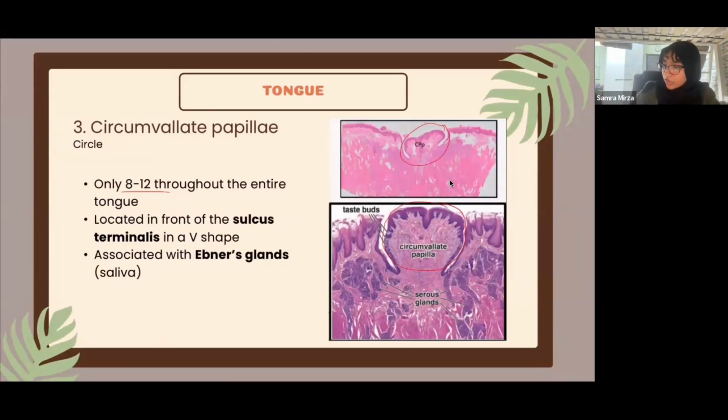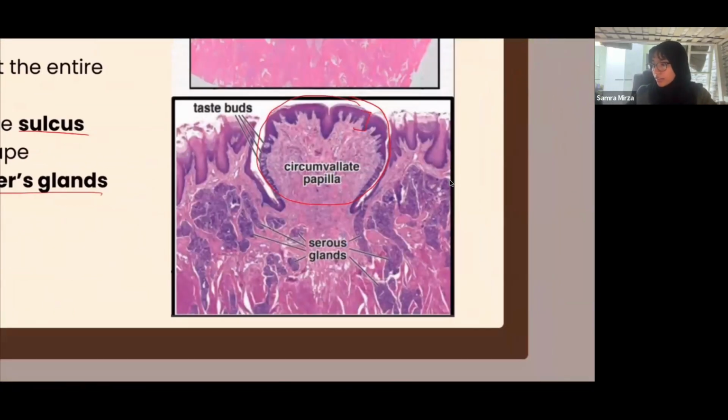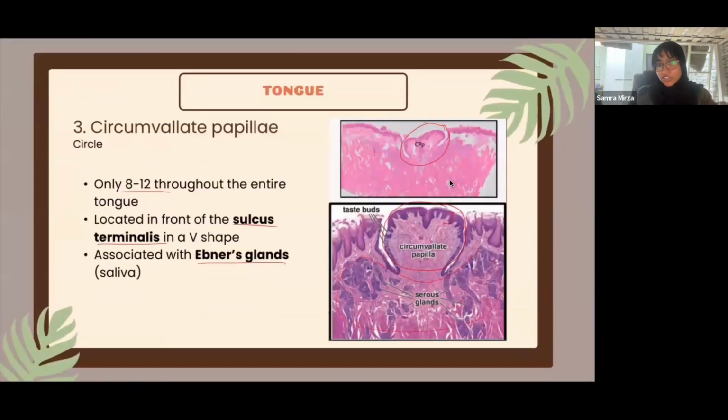Another thing is that they're located at the sulcus terminalis. I'll show you a diagram of what that means, but it's basically in the posterior of the tongue, and these are found anterior to it in a V shape. They're also associated with Ebner's glands, which produce saliva. If you go to the photo here, we have our stratified epithelium. Here's our mucosa. And in our submucosa, we have our serous glands, and they will secrete secretions for the tongue.